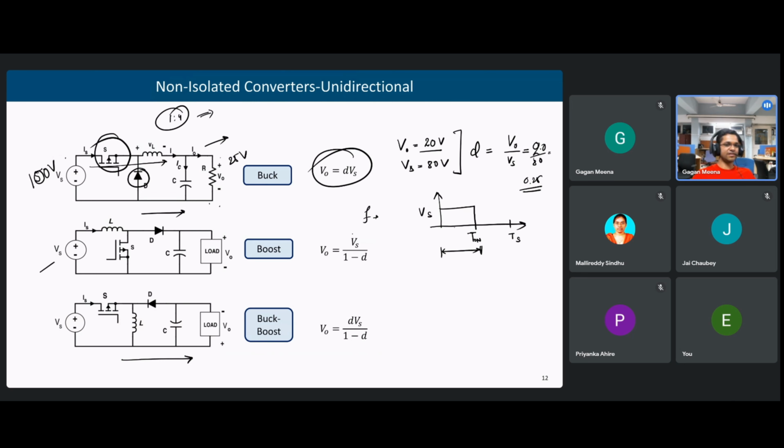So we get this Vs, and this inductor is charged. When this switch is off, since the inductor is charged, it will discharge like this. The polarity will change, and this diode will start conducting. So this output will be shorted.